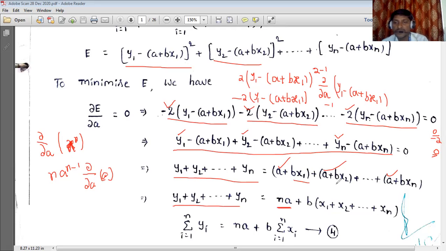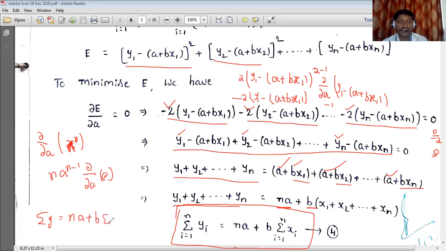In the remaining terms we have bx1, bx2, bx3 and so on up to bxn. In each and every term b is common, so after taking b common, what remains is x1 plus x2 and so on plus xn. We write that in summation notation. So summation yi is equal to na plus b into summation xi. This is what we call the first normal equation: summation y is equal to na plus b summation x.